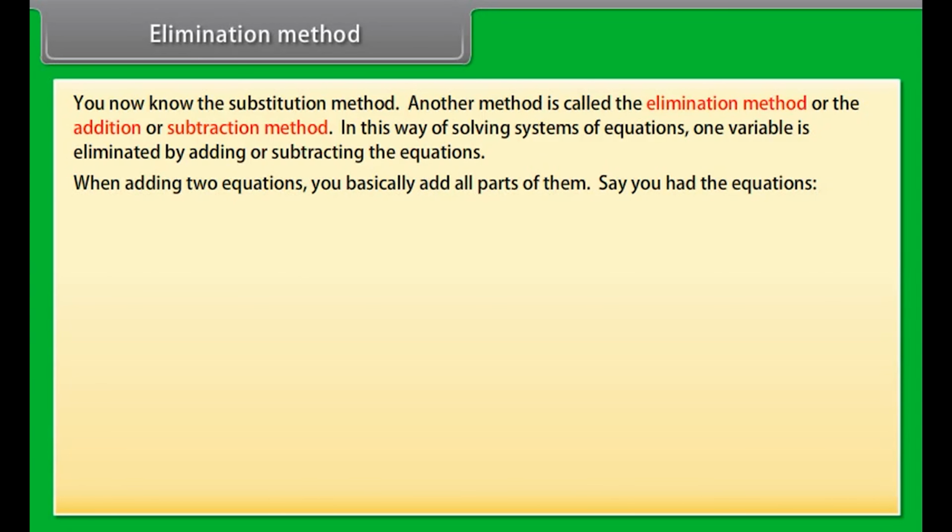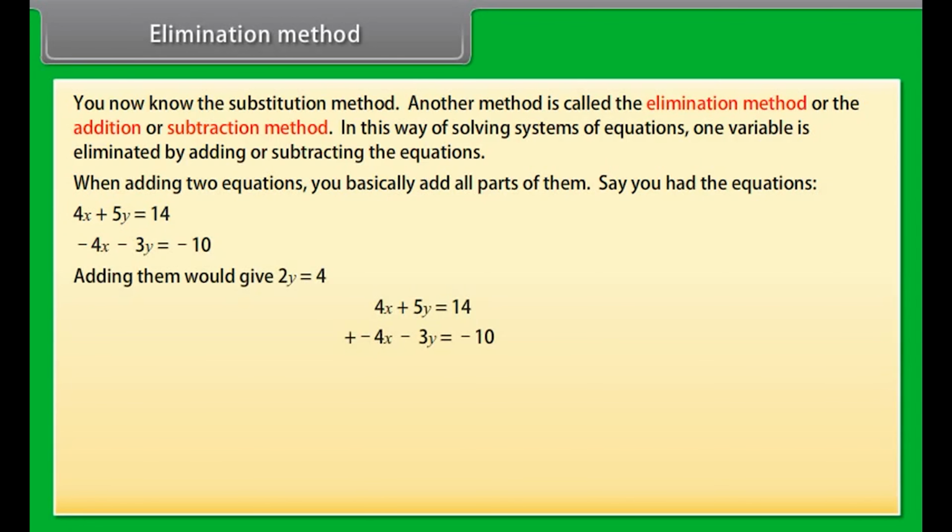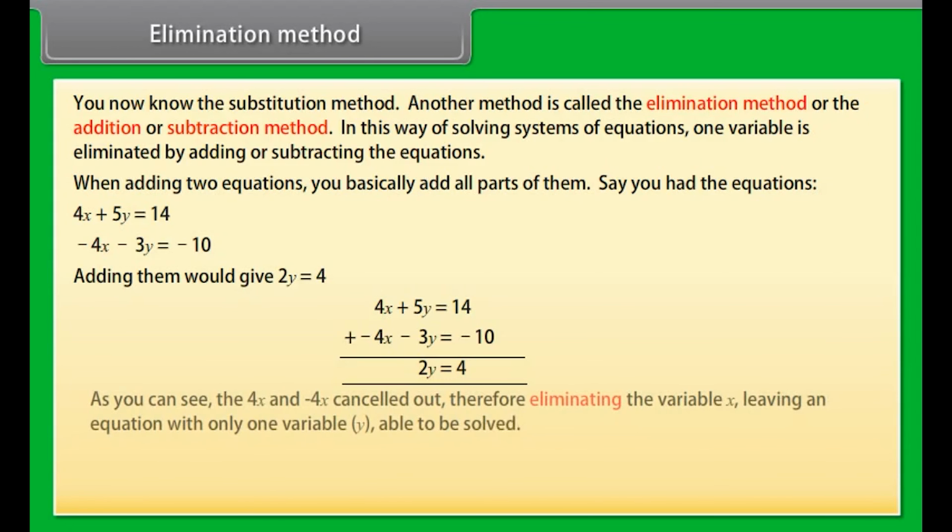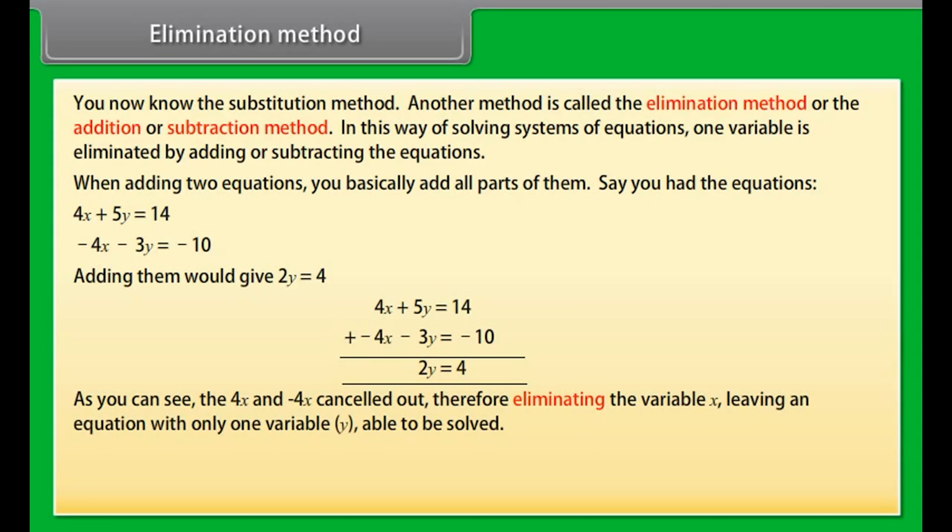Say you had the equations 4x plus 5y is equal to 14, and minus 4x minus 3y is equal to minus 10. Adding them would give 2y is equal to 4. As you can see, the 4x and minus 4x cancelled out, therefore eliminating the variable x, leaving an equation with only one variable y able to be solved. 2y is equal to 4. y is equal to 2.